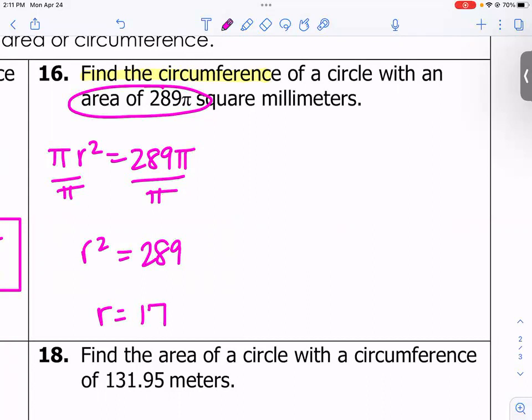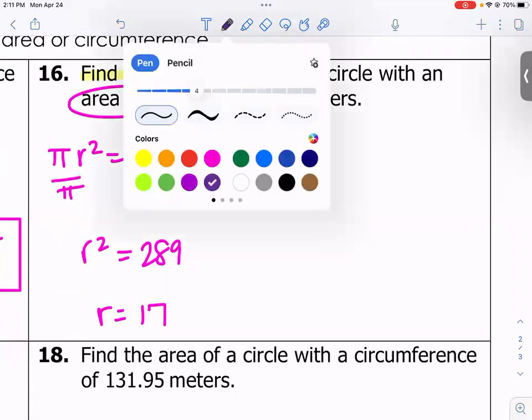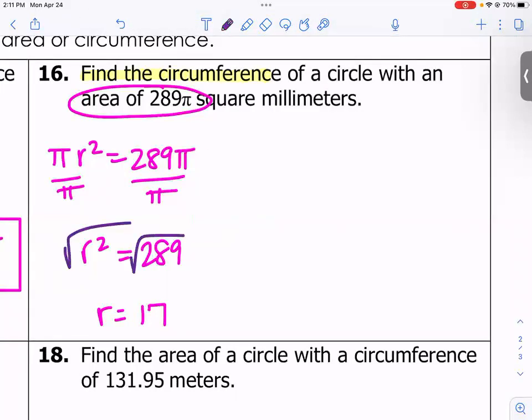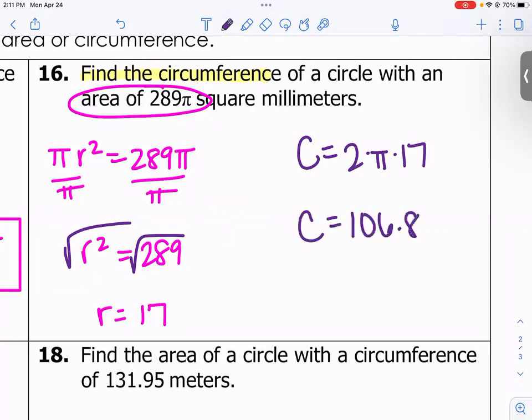It actually is 17. Okay. Wait, how do you do that? We have to square root both sides. Okay. So now if our radius is 17, then our circumference is 2 times pi times 17, or 34 pi, which gets us 106.8.